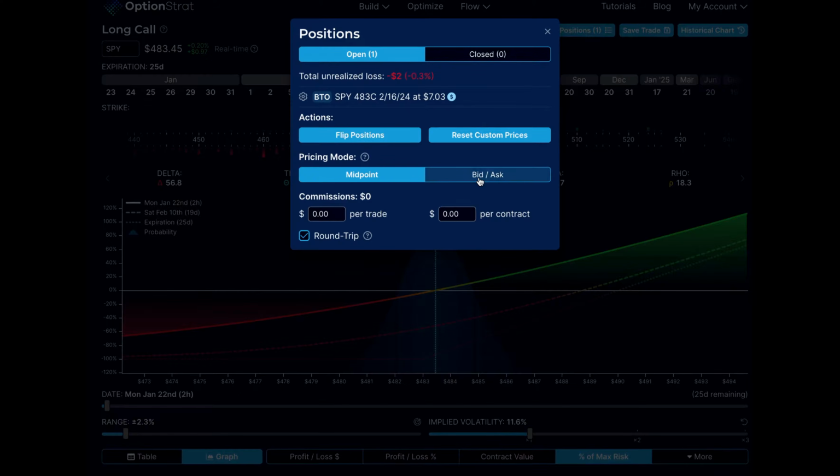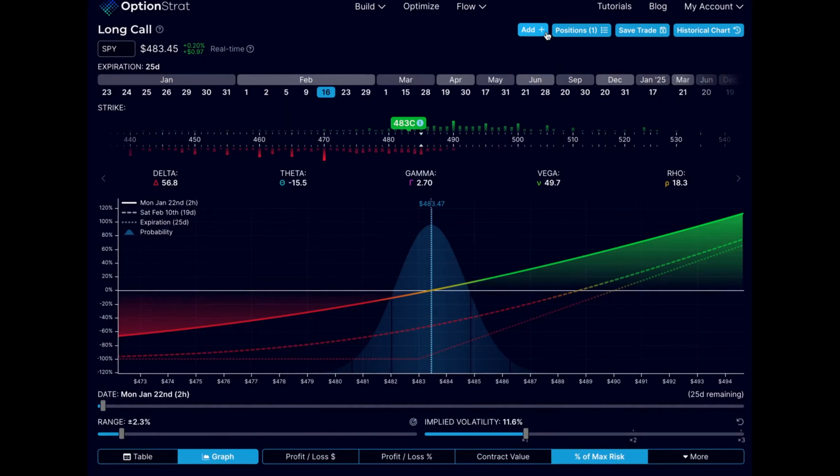I can also go off the bid-ask spread if I want. The bid-ask spread is a more pessimistic way of looking at your trade. If you're trading something that has a tight bid-ask spread, this isn't going to make much difference. If you're trading something that has a wide bid-ask spread, this can make a huge difference. Most people tend to model off of the midpoint, because generally you can get in and out of positions around that midpoint.